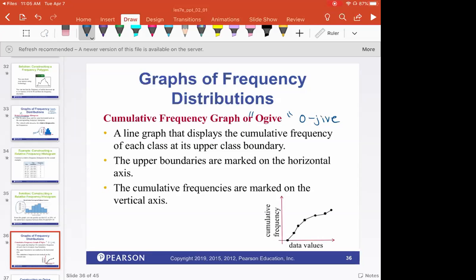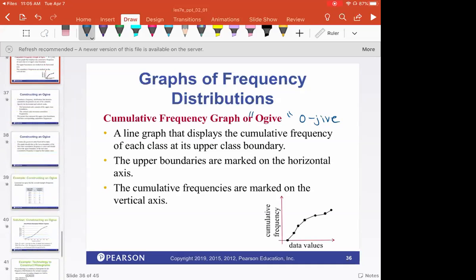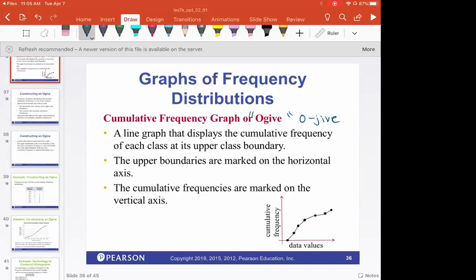A line graph that represents the cumulative frequency of each class and its upper class boundary. The upper boundaries are marked on the horizontal axis. The cumulative frequencies are marked on the vertical axis. So for this one, the big part is the cumulative frequencies. And this is where you add each class, right? You add the one before it.